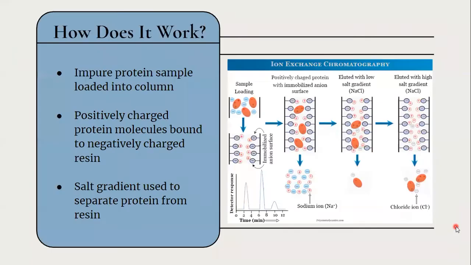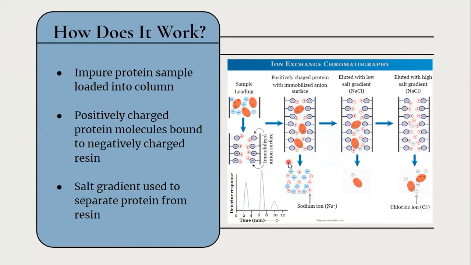So, how does it work? In the case of purification of a protein, an impure protein sample will be loaded into the column right over here. As you can kind of see, these red positively charged protein molecules will be bound to the negatively charged group of resin molecules, and these resin molecules will kind of be attached to the sides of the columns.